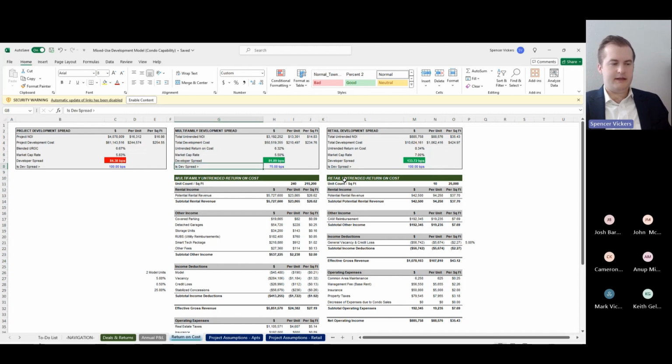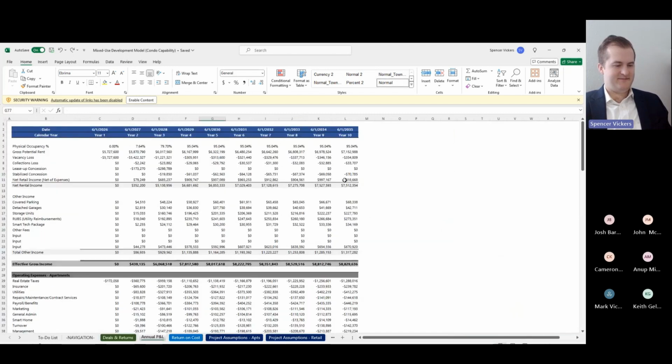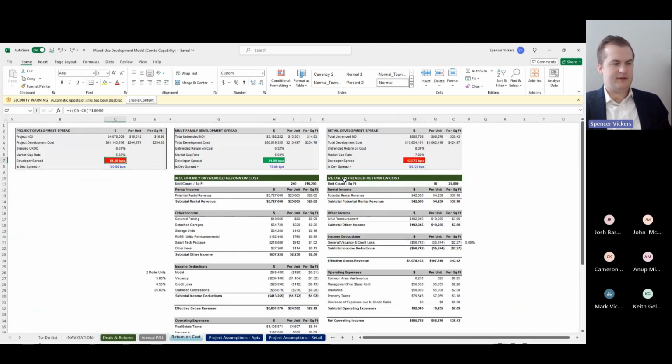So then the blend of those two comes over here and gives us our project NOI, our project development cost, our blended untrended return on cost, and then the blended market cap rate. That gives us a blended developer spread, and then we can set a blended threshold. Maybe we want that to be 100 basis points at the project level, or maybe we're a little bit more comfortable with doing this mixed use kind of project when we say, okay, we're okay with 75 basis points. So that's a threshold marker that you can set.